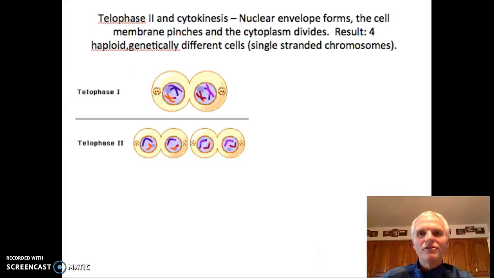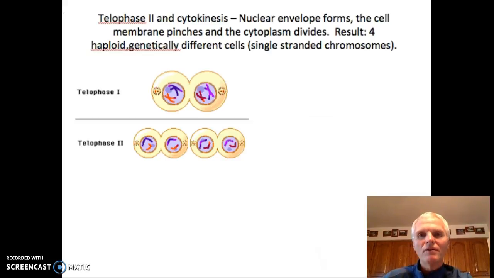Finally, we have telophase 2 and cytokinesis, the last step of meiosis. As you can see, comparing telophase 2 to telophase 1, now the cell membrane pinched again, and so the cytoplasm divided, and the result is 4 distinct separate cells. Notice that each cell has different colors of chromosomes in them. That indicates that they are genetically different, and they are haploid. They have 1 of each chromosome.